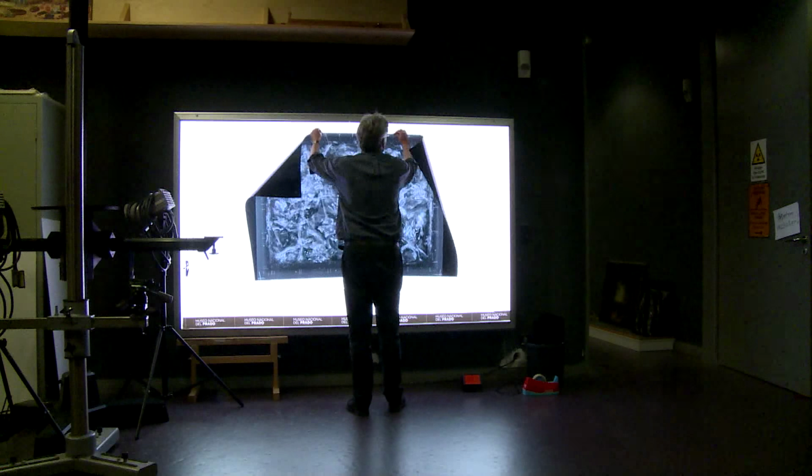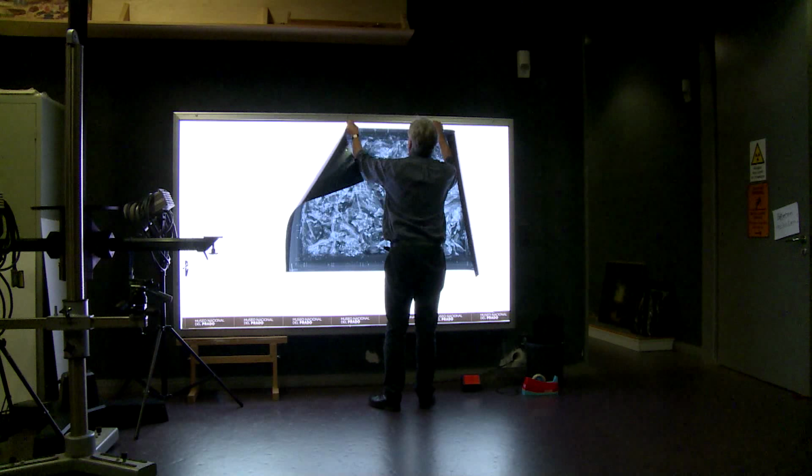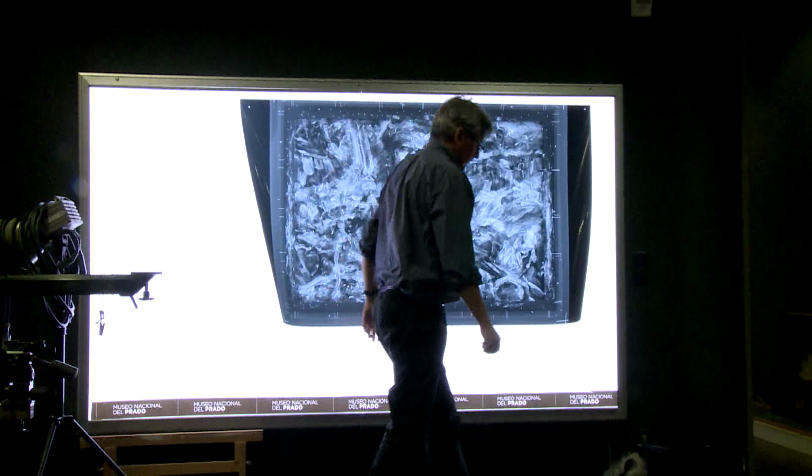In this particular case, the X-ray was quite useful because the old frame that the painting had around it when it came to the collection in '61 could not be taken apart without destroying it. The X-ray actually allowed us to see how the painting was stretched.